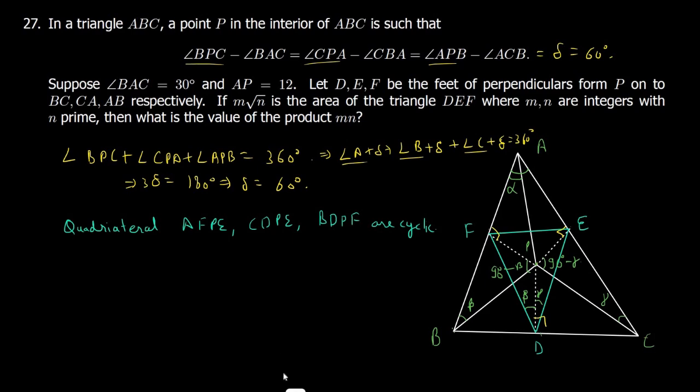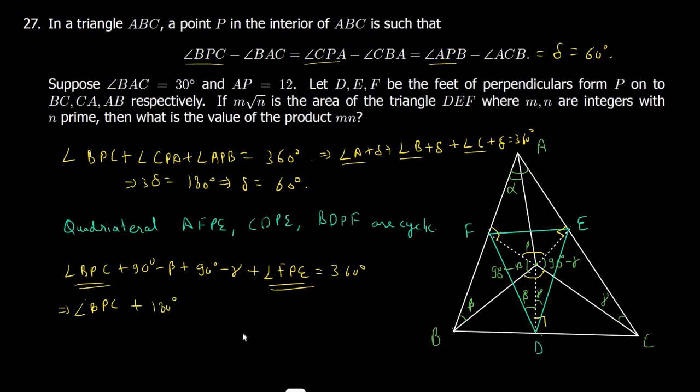Now if I talk about the angle sum again. This whole angle BPC, angle BPC plus 90 degrees minus beta plus 90 degrees minus gamma plus angle, let me write it as FPE, is equal to 360 degrees. Right, the only angle that remained was this one. Now I know one thing about angle BPC, that this is 60 degrees plus angle A. Let me keep it as angle BPC. Let me write angle FPE as 180 degrees minus angle A. So angle BPC plus 90 plus 90 is 180 degrees minus beta plus gamma, plus this I'm going to write as 180 degrees minus angle BAC.